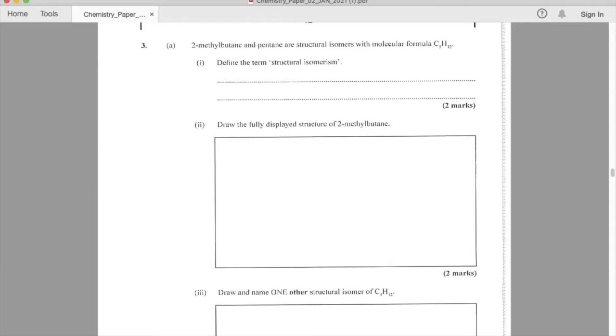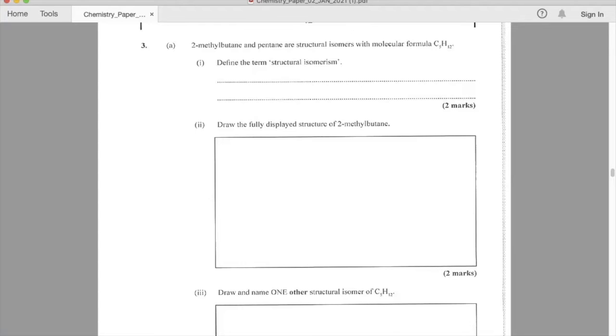This takes us to number 3, and this is an organic chemistry question. 2-methylbutane and pentane are structural isomers with molecular formula C5H12. Define the term structural isomerism. So here we have a definition for 2 marks.